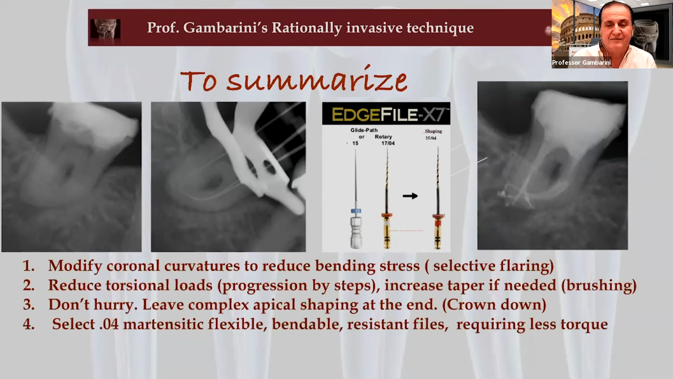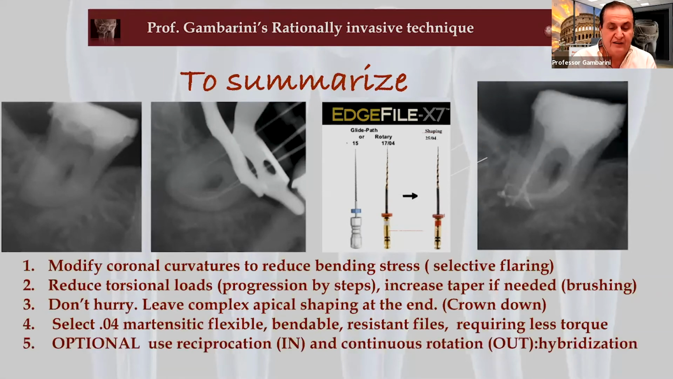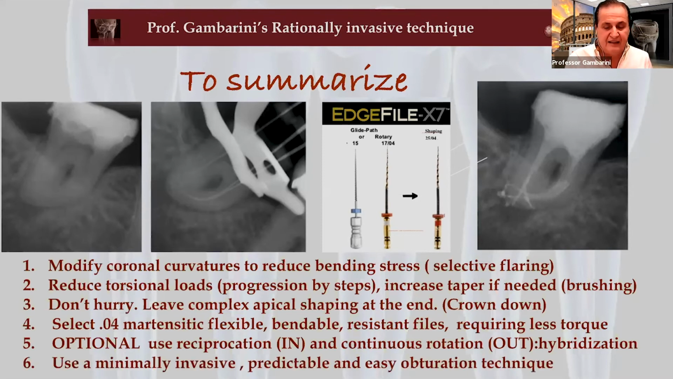And for the apical part especially, but for the whole procedure, you can use the selective 04 martensitic flexible, bending-resistant file that requires less torque, and they are more efficient. As an option, you can use reciprocation when you go in and continuous rotation when you go out. And obviously, if you are minimally or rationally invasive, sometimes you may also use a minimally invasive, predictable, and easy obturation technique that I will show you soon.